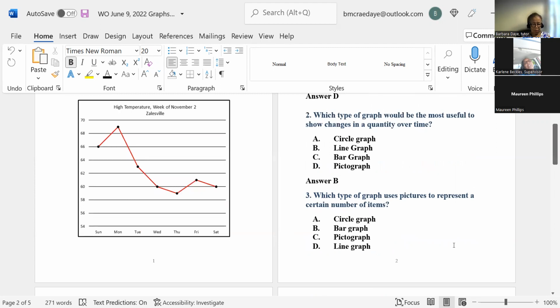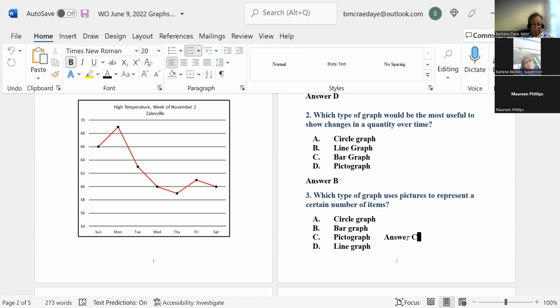What type of graph uses pictures to represent a certain number of items? Number C. That's it, very good, pictograph. We looked at some of those with the pizza, right? So the answer is C. Pictographs are kind of interesting, right? Because they give you pictures, symbols to represent items. And it's a kind of neat way of determining what's going on with the things that you're graphing.